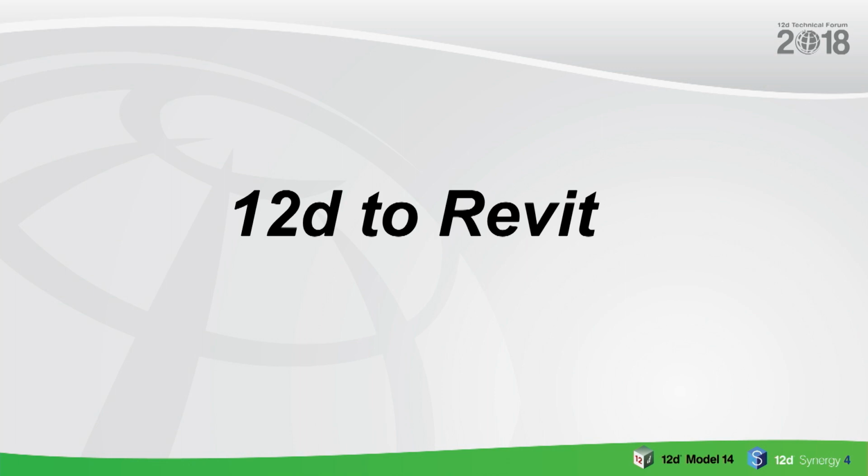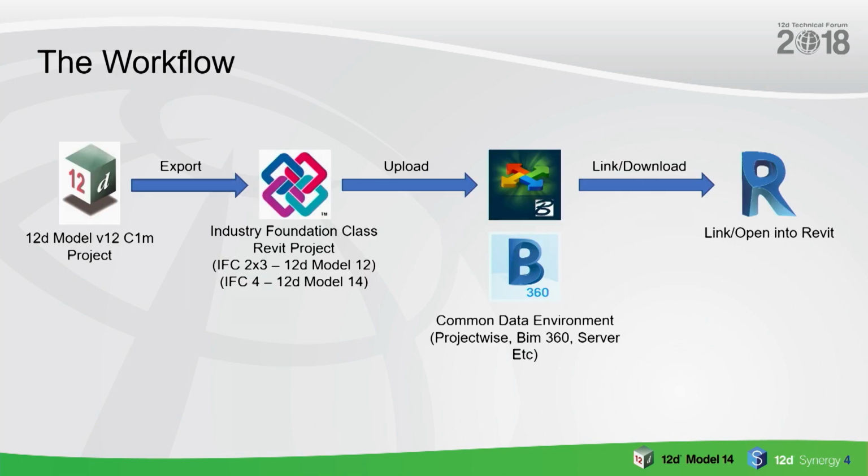So let's start with 12D to Revit. Using this workflow, which I use on all projects going forward, we export an IFC model from 12D: IFC 2x3 in Model 12, and up to IFC 4 and 4.1 in Model 14. Revit doesn't actually read 4.1 yet, so we have to stick with IFC 4. We upload this into the common data environment, whether that be your server, ProjectWise, whichever you're using, and we link or download and open this into Revit.